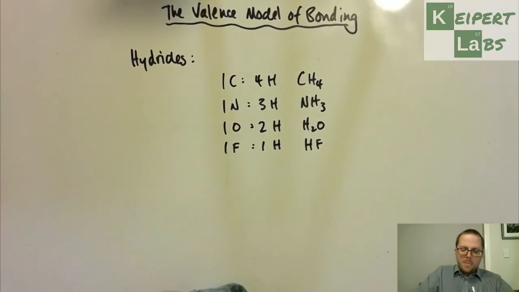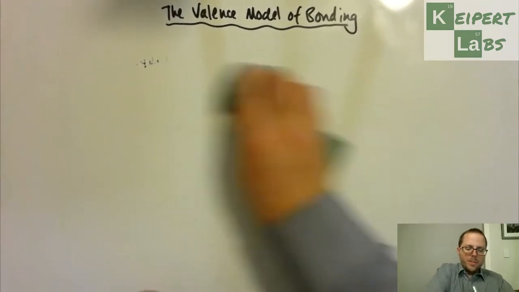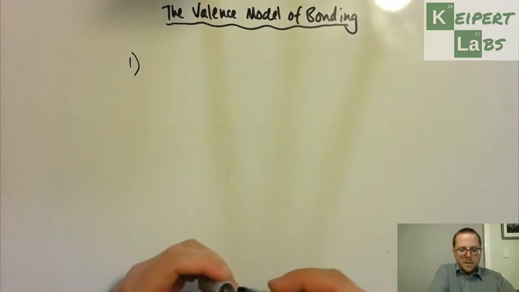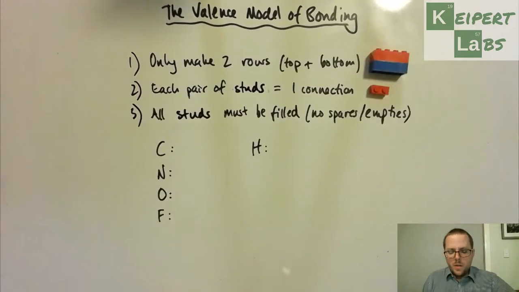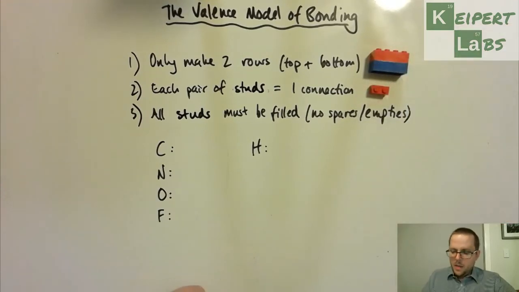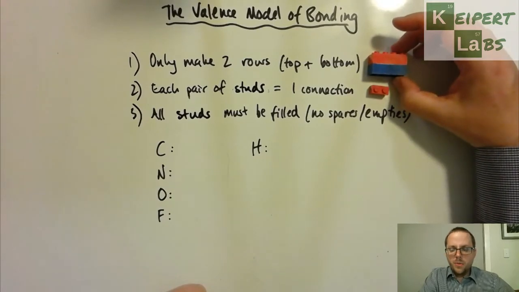Okay, but so firstly, what we need to do is develop 3 key ground rules to have success with this activity. Now I'm just going to write these up for you now. So the first rule is only make... So we're going to be connecting Lego bricks together, and so you're going to be only making 2 rows in the models that you make.